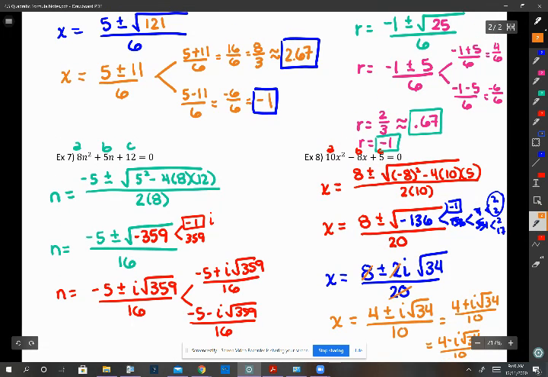And so that's quadratic formula. It's not as bad as it looks. It's just a lot of calculator work and paying attention to signs because that's huge.